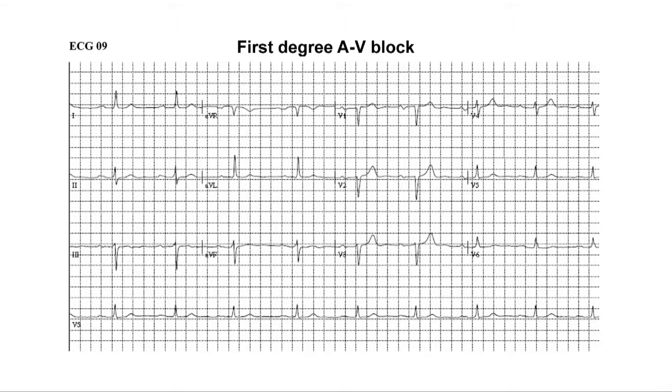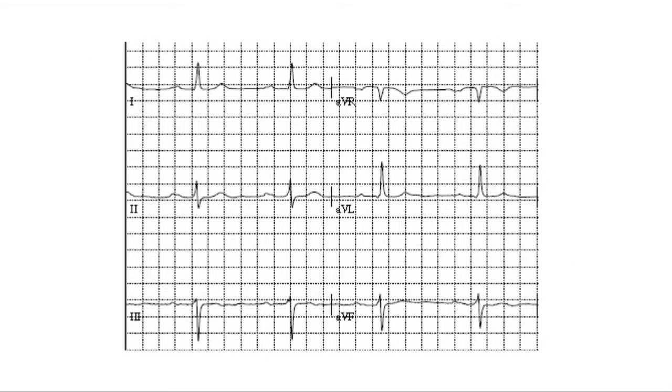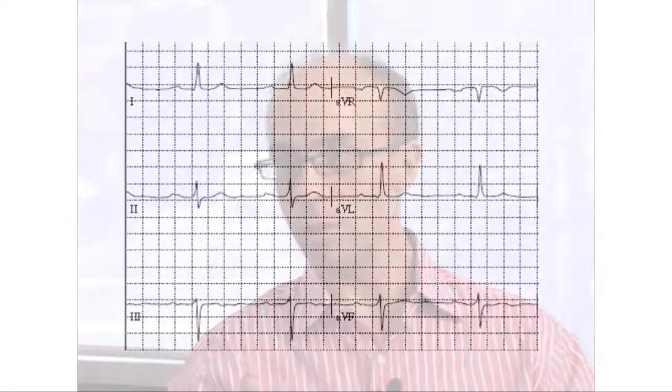If the PR interval is very long, so 0.3 like this or longer, then they often do progress to higher degree blocks such as second degree or complete heart block in the future. And again, take a careful history and see if there's any evidence of pre-syncope or syncope, or if there's ever been an episode where they've just collapsed without any obvious cause.